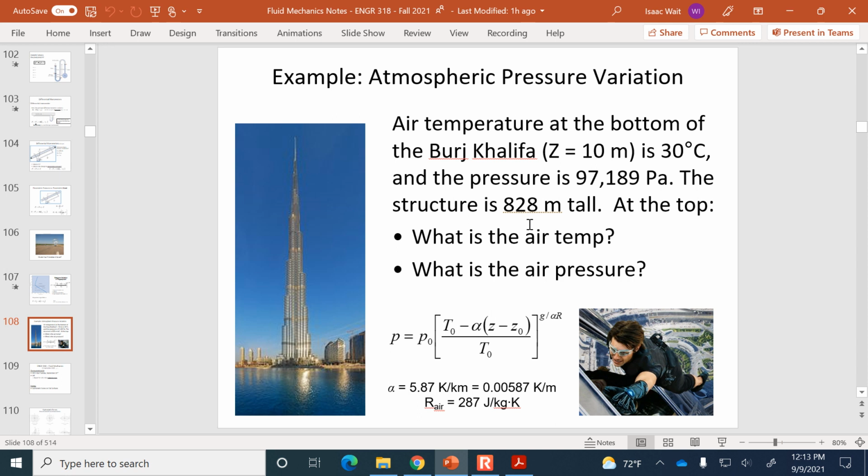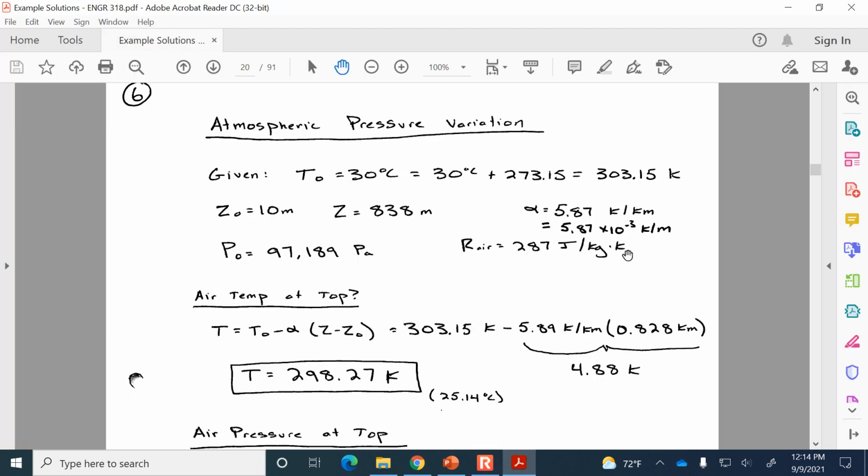I could say it's 0.828 kilometers, and then I could use the alpha in terms of Kelvin per kilometer. But the bottom line is I'm suggesting we convert alpha over to units of meters. All right, so we've got that done as a preliminary. I looked up the R value for air from table A2: 287 joules per kilogram Kelvin.